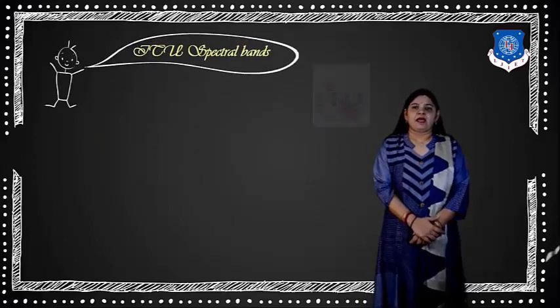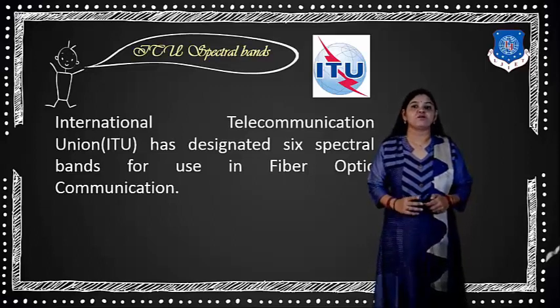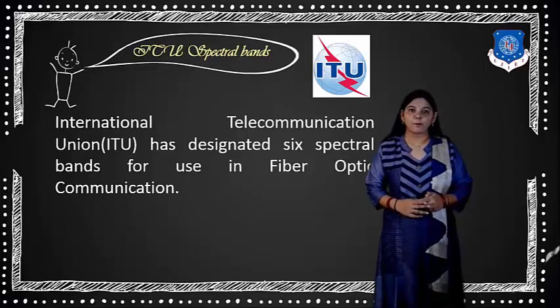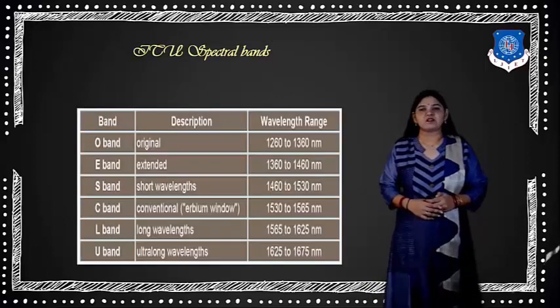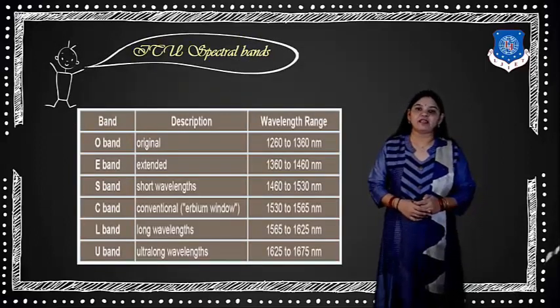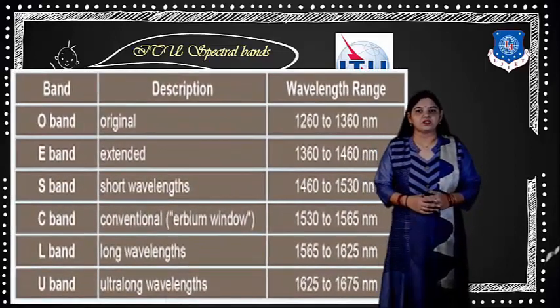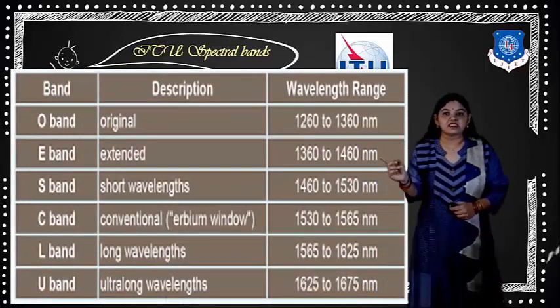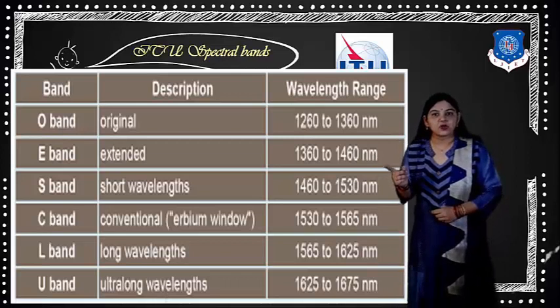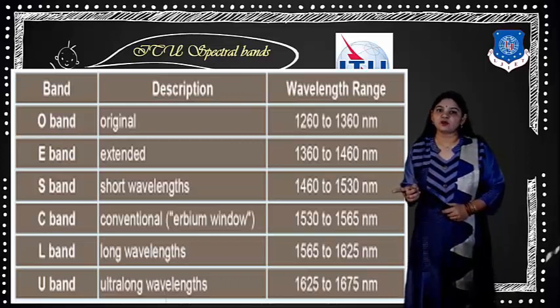Now, the ITU spectral bands. The International Telecommunication Union has designated six spectral bands for use in fiber optic communication. These are the O band, the original band, with a wavelength of 1260 to 1360 nanometer. The E band, the extended band, is 1360 to 1460 nanometer. The S band, short wavelength, is 1460 to 1530 nanometer.